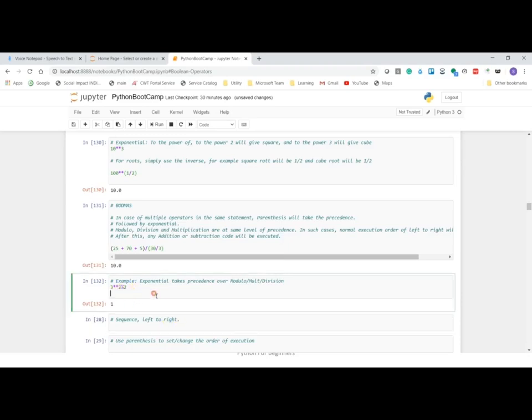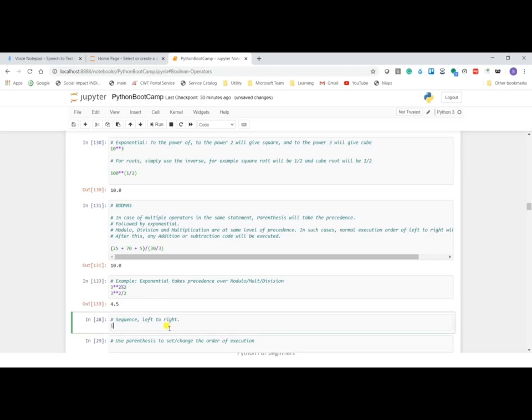Now, rather than this, if you would have given, say, 3 to the power 2, and then rather than mod 2, you would have given division 2. Even then, the execution would remain the same. First, it would be 3 to the power 2, which is 9, then divided by 2, which would be 4.5, right? Now, between the same category, the sequence would be left to right.